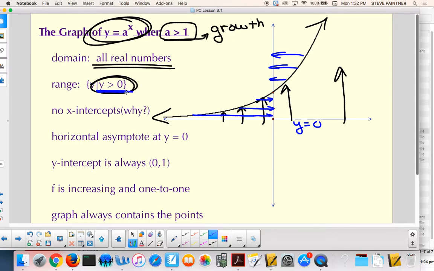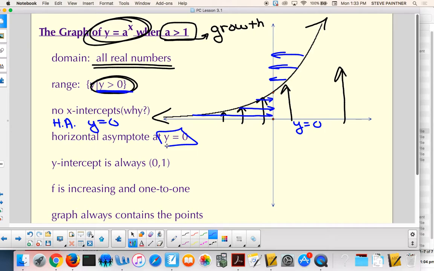There are no x-intercepts. Why? Well, it never touches, but you're supposed to say because there's a horizontal asymptote at y equals 0. It won't touch y equals 0, which is the x-axis. Okay, horizontal asymptote. Well, I just talked about it. The y-intercept is always going to be what?